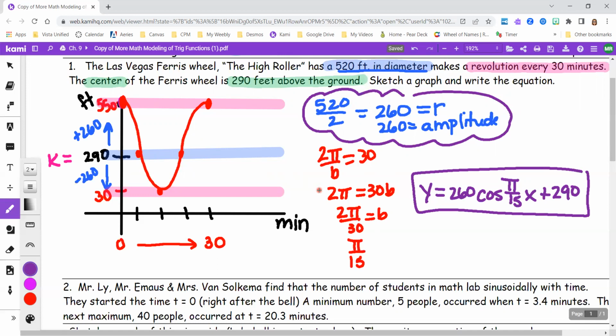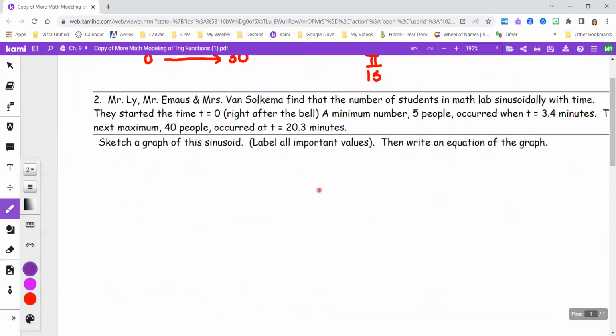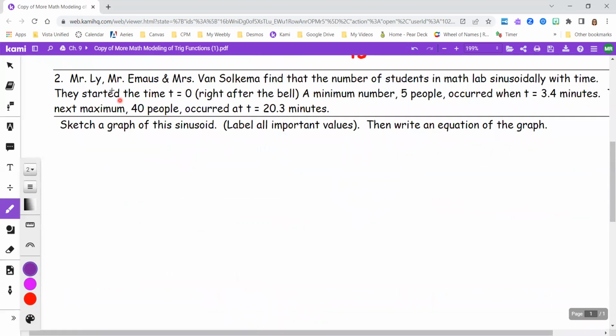Now, on the next problem, Mr. Lee, Mr. Emus, and Mrs. Van Sokema find that the number of students in math lab varies sinusoidally with time. They started the time t equals 0 right after the bell. A minimum number of 5 people occurred when t is equal to 3.4 minutes. The next maximum of 40 people occurred when t is equal to 20.3 minutes. We want to sketch a graph, label all important values, and then write an equation of the graph.